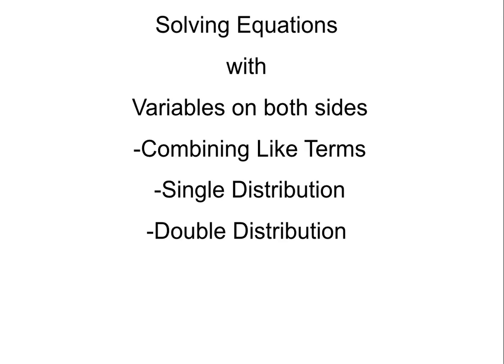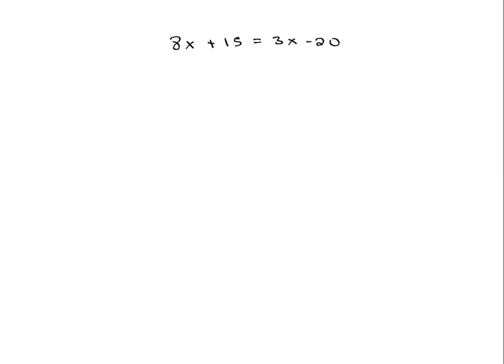Solving equations with variables on both sides, we're going to include combining like terms, we're going to include single distribution and combining like terms, and we're going to include double distribution and combining like terms. Alright? So let's take a look at these next examples. Alright, first one, 8x plus 15 equals 3x minus 20.